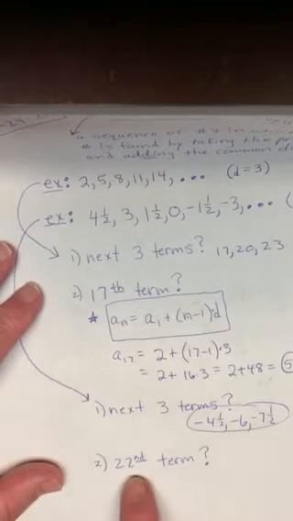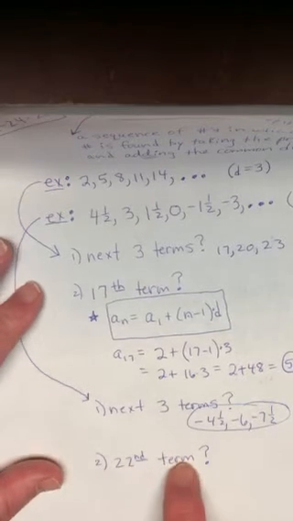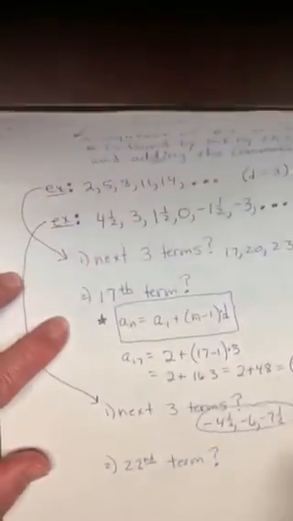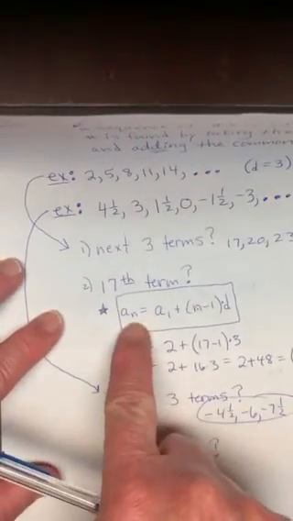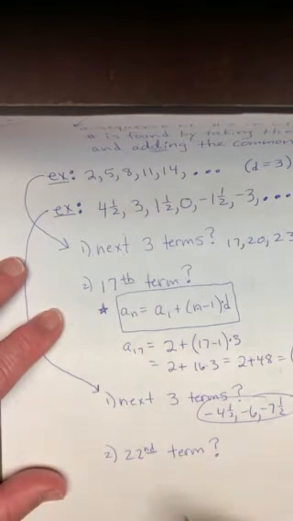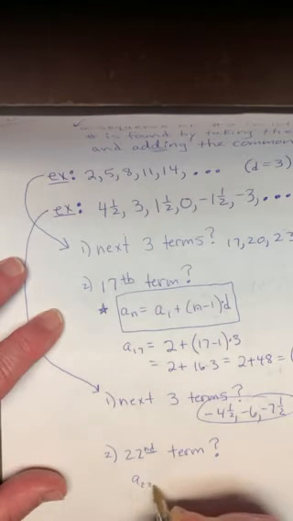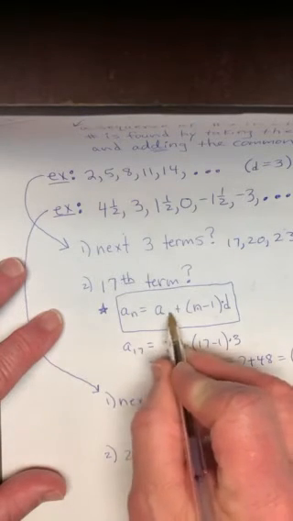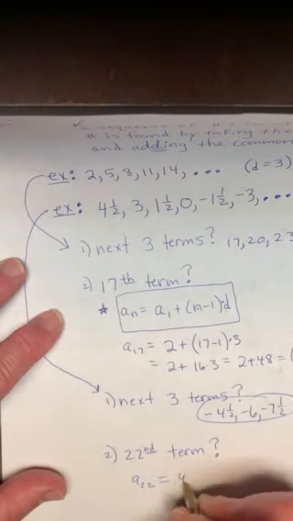Oh boy, what's the 22nd term? All right, here we go. Let's see if I already know my formula. I'm using that a sub n formula again, but we're looking for the 22nd term this time. So a sub 22, the 22nd term, would equal a1, my first term was what?